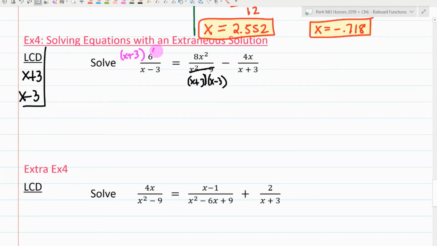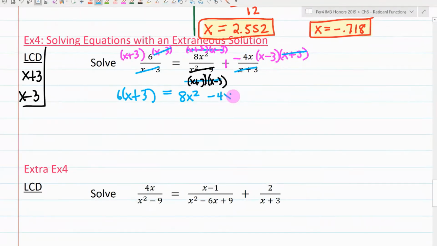So x plus 3, x minus 3, x plus 3, x minus 3. I'm going to distribute that minus. I'm actually going to put x minus 3 first here. All right. Then I'm going to go through and cancel every single denominator. Again, if you have 3 terms, you're going to have 3 terms after you do this, but they're just not going to be fractions anymore. So this cancels. I'm left with a 6 and an x plus 3. The next one, all of it cancels, so you have an 8x squared. And then the next one, the x plus 3 cancels, so I have a minus 4x times x minus 3.